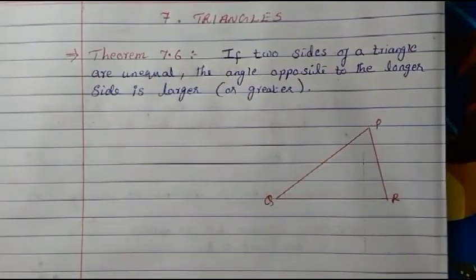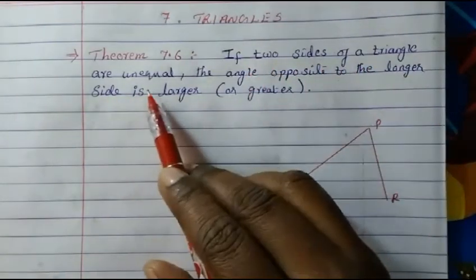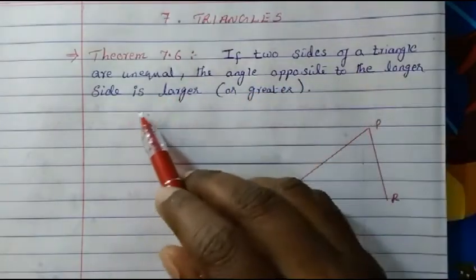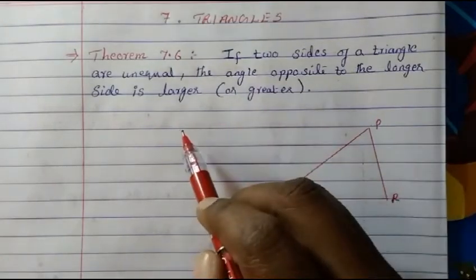Today we are going to study chapter 7 triangles, theorem 7.6. If two sides of a triangle are unequal, the angle opposite to the longer side is larger or greater. So what does this theorem say?